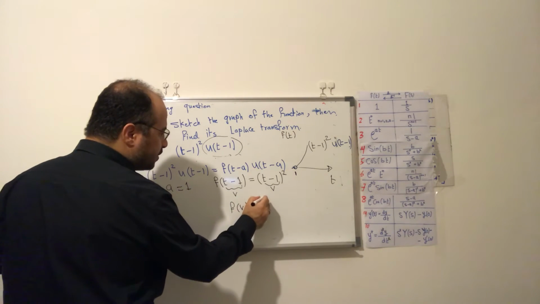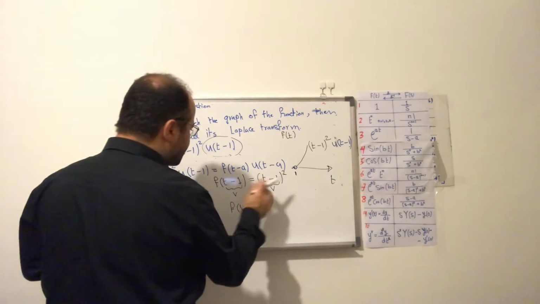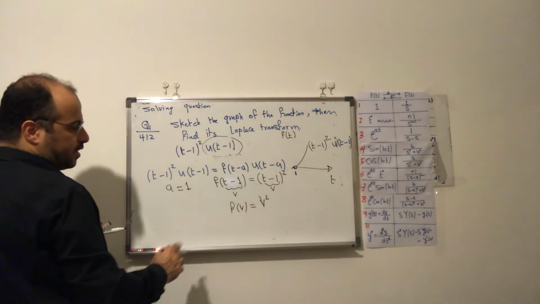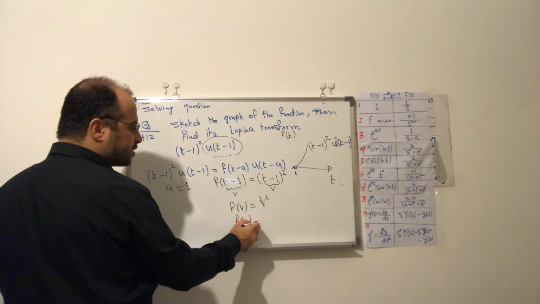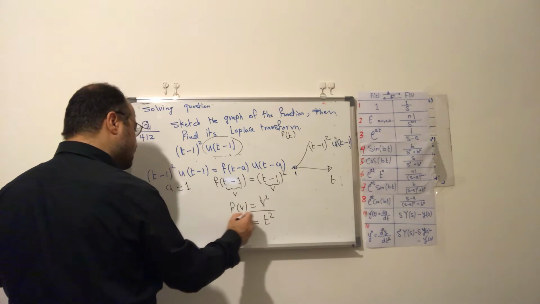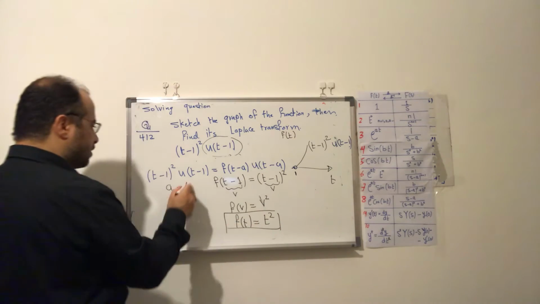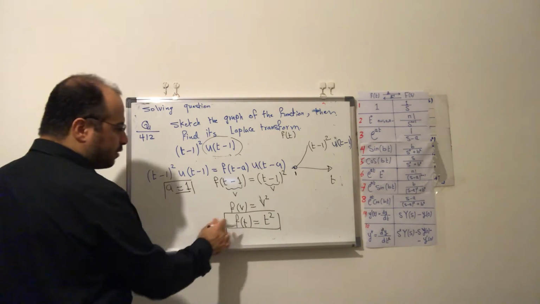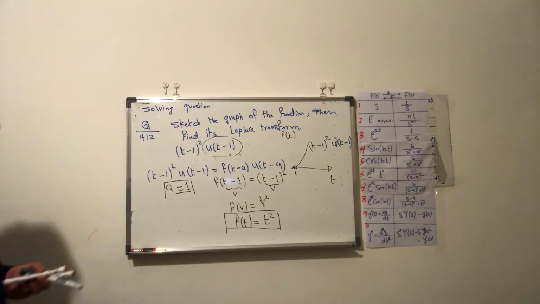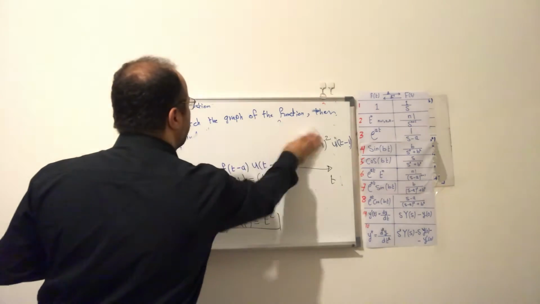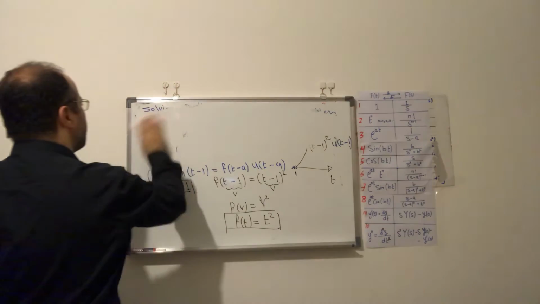So what did I do here? I just consider t minus 1 to be v. So f(v) is v squared, and f(t), if you like, is just t squared. So this is what we want. We have a equal 1, and we have f(t) equal t squared. Now we don't need the question anymore.